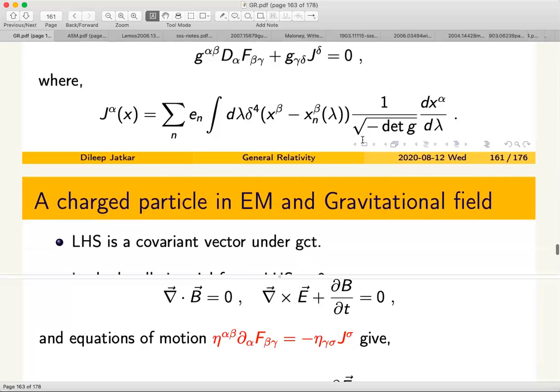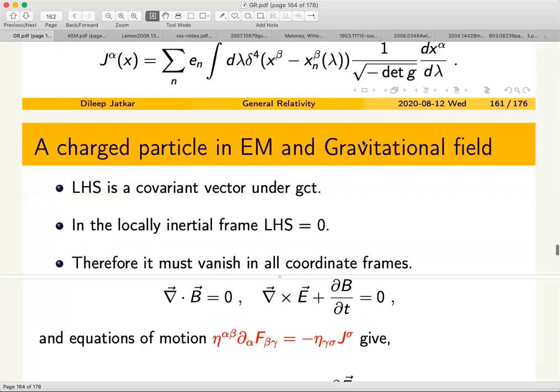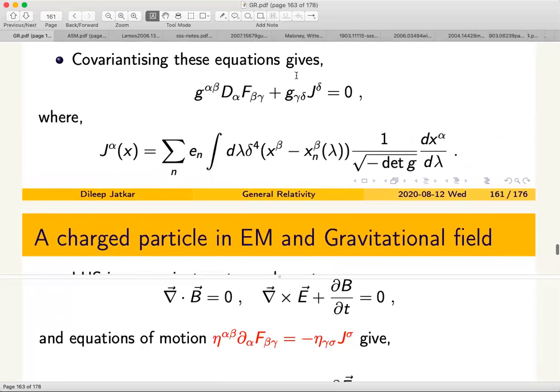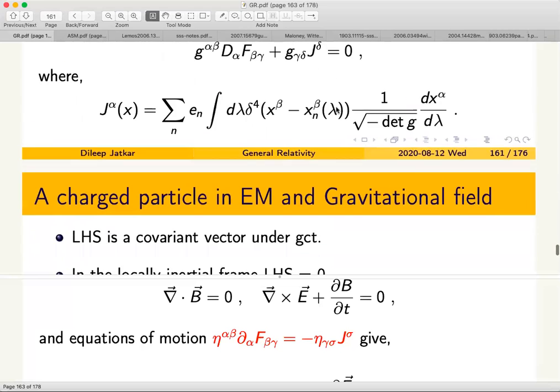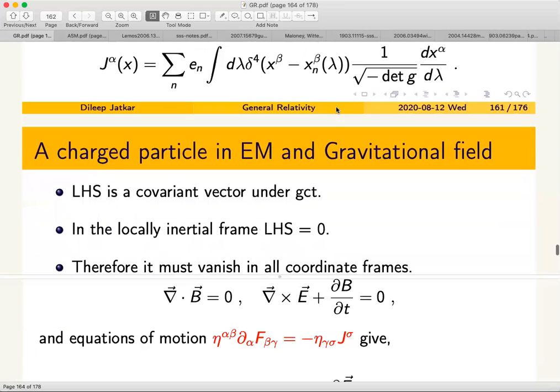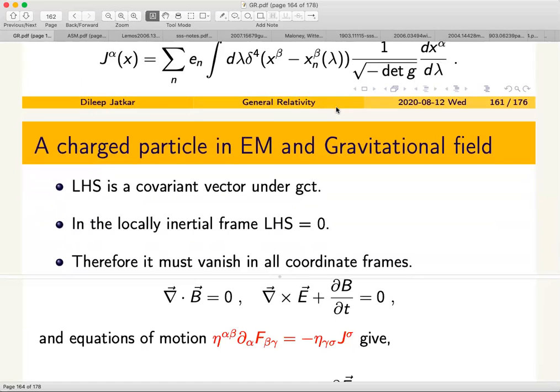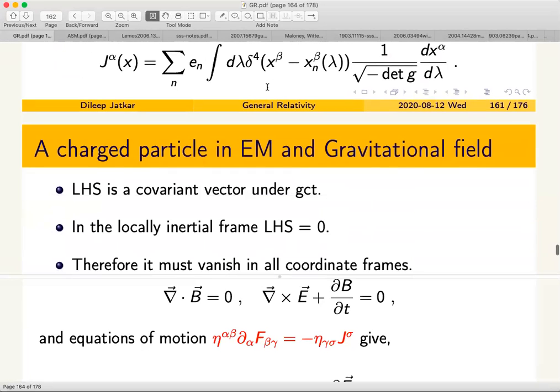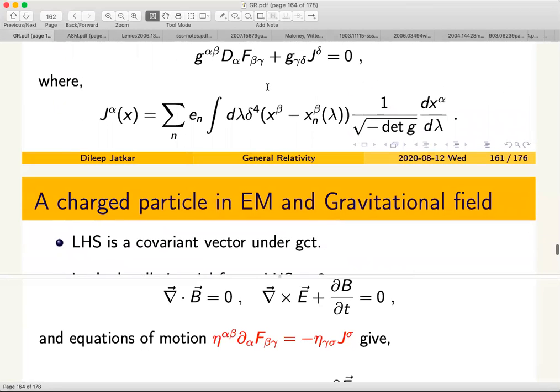Fine. So let's look at this equation, which is a covariantized form, and it has certain properties. The left hand side of the equation, remember, has only a gamma index sitting around. Everything else is covariant. It transforms like a covariant vector under general coordinate transformation. That is the first thing.